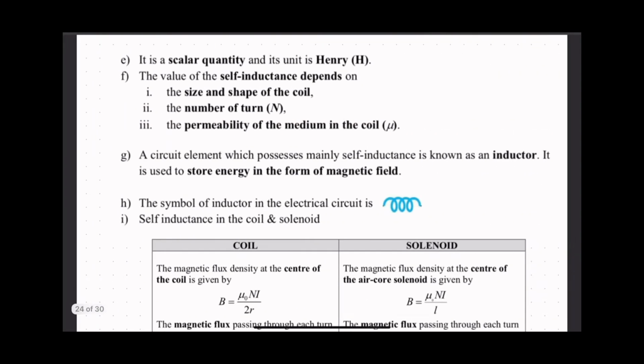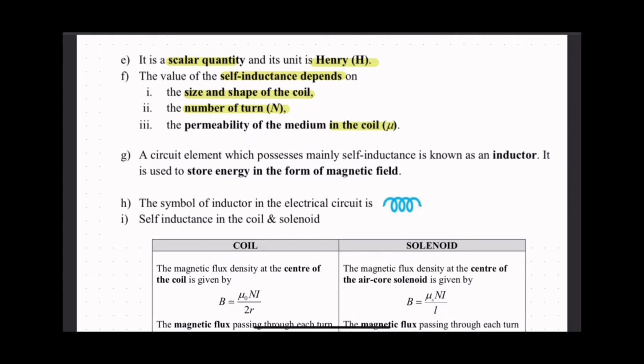Okay, so it is a scalar quantity and its unit is Henry. The value of the self-inductance depends on the size and shape of the coil, the number of turns, and the permeability of the medium in the coil. Mu, we usually use the standard mu.